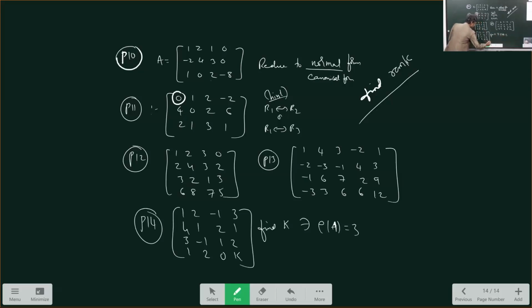Actually, the order is 4 by 4. Now I need the rank to be 3, so what could be the K value? That's good. Like that I can make many problems, but as the concept is clear, that's enough. K is 0. You check it. You have to evaluate. Next, the concept of elementary matrix.